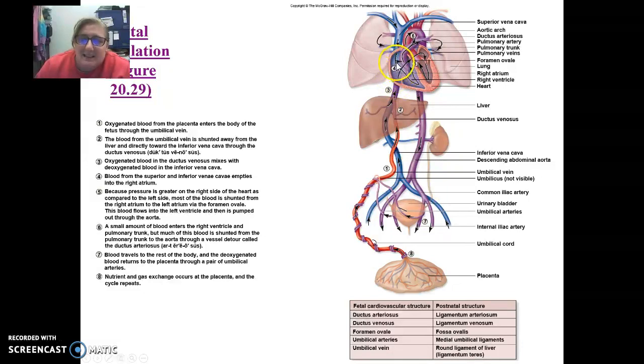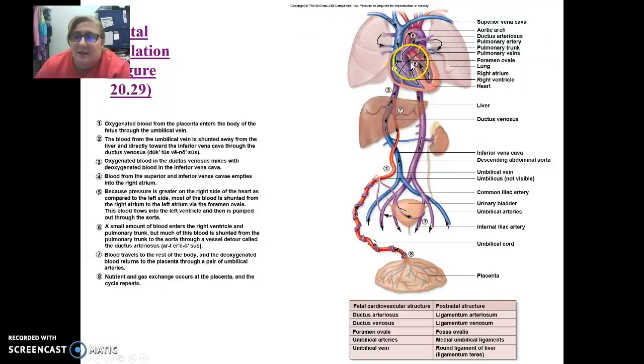Now, some of the blood is going to go right from the right atrium down to the right ventricle through the tricuspid valve, but most of the blood is going to be shunted from the right atrium to the left atrium through this hole that they call the foramen ovale, which I talked about a little while ago. The foramen ovale allows blood to move from the right atrium to the left atrium, bypassing the lungs. There's a reason for this. Our lungs don't work. We're in fetal development. The lungs are the last organs to actually start working. So they're very immature. They're not going to give any nutrients.